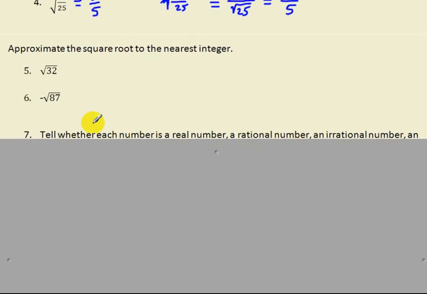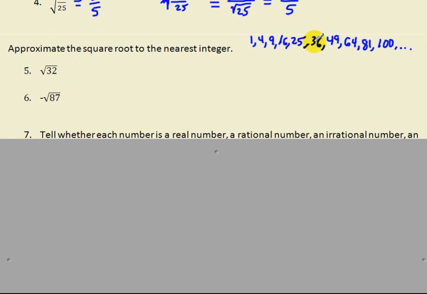Number 5 and 6, approximate the square root to the nearest integer. So if we go back to our list, we had 1, 4, 9, 16, 25, 36, 7 squared is 49, 8 squared is 64, 9 squared is 81, and 10 squared is 100, and that will get us as far as we need right now.